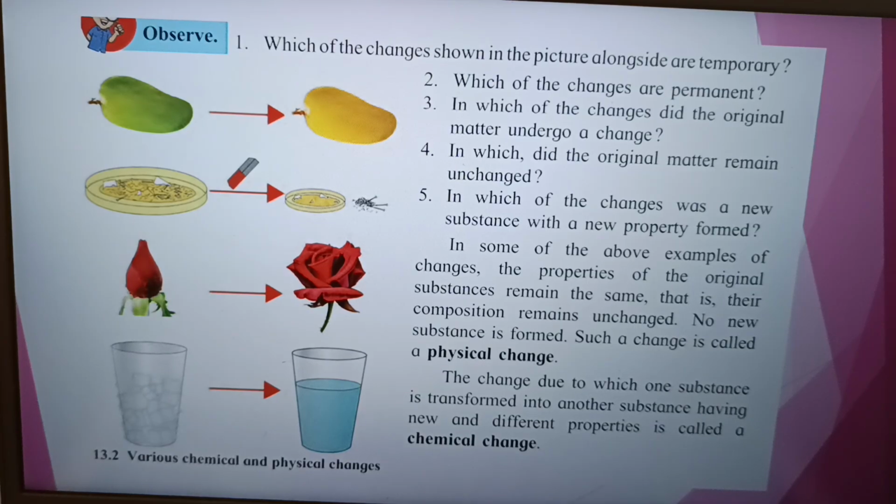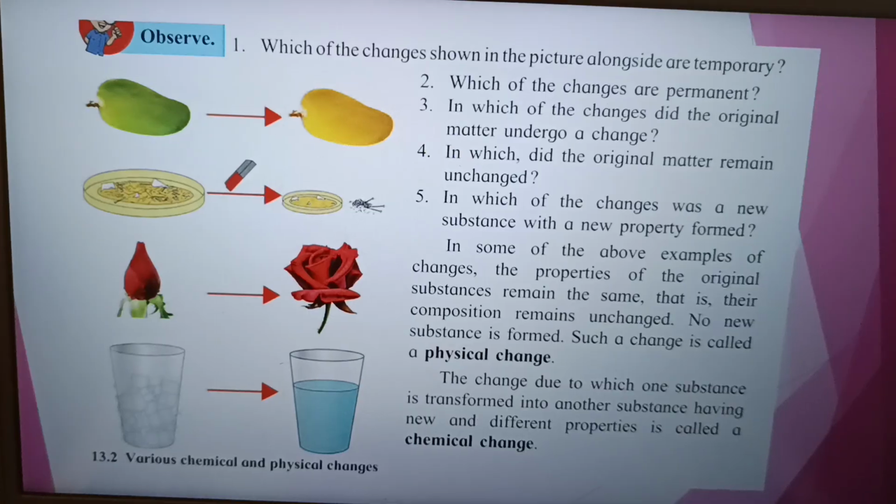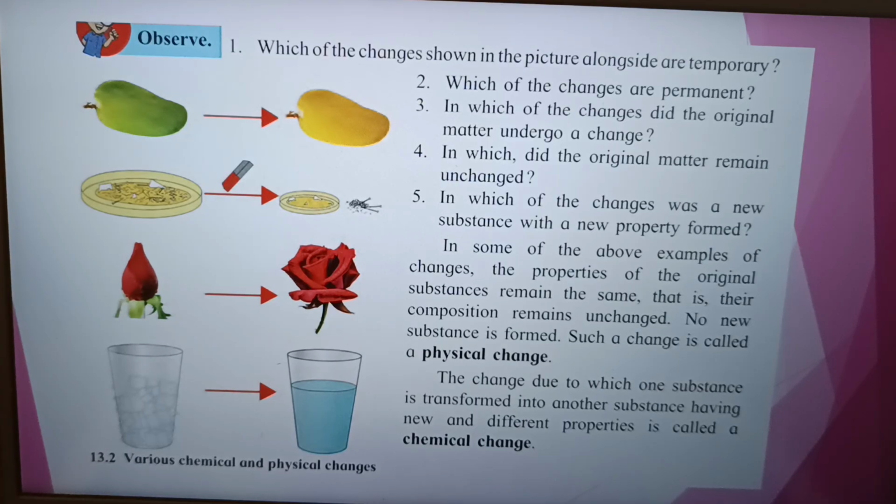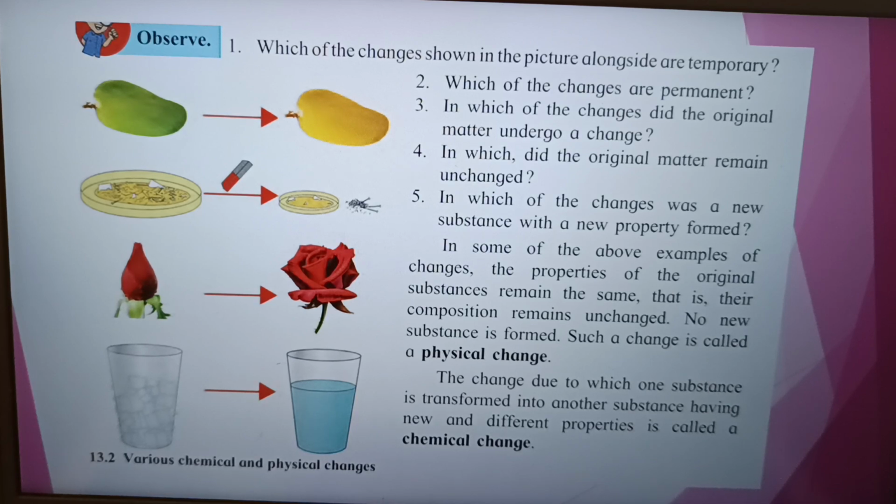The slide is talking about the temporary change and the permanent change. For example, the raw mango converts into the ripe mango. So this type of change is permanent. Yes, you cannot do anything for this. You cannot bring back the ripe mango to raw mango. So it cannot be reversed. The original state of the ripe mango cannot be changed back to raw mango.